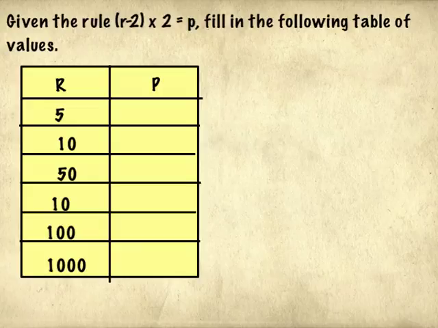So here's one for you to try. Given the rule, in brackets, r take away 2 times 2 equals p, fill in the following table of values. So pause the video here and see if you can find out what all the values would be for p. And when you come back, I'll have the answer for you.